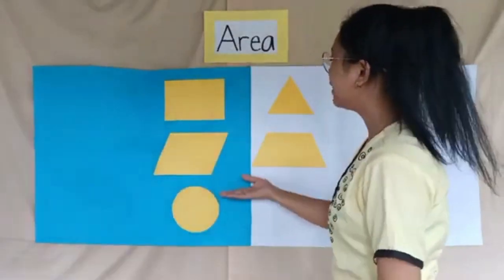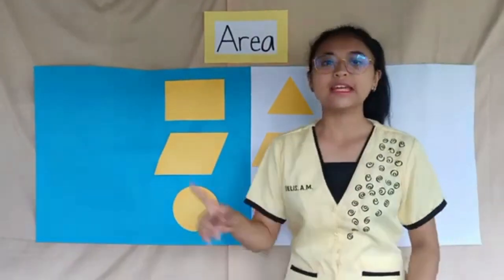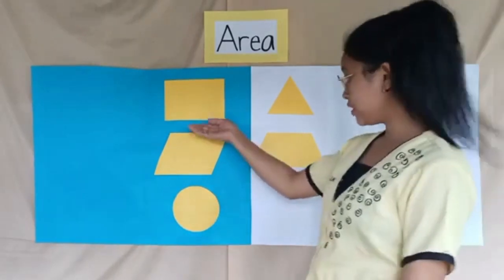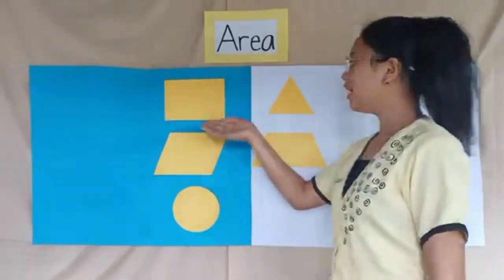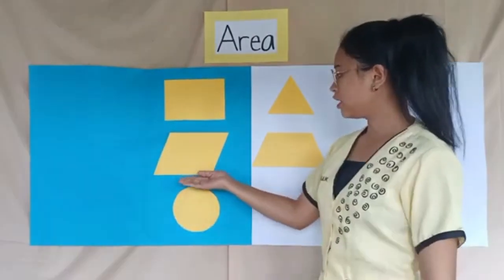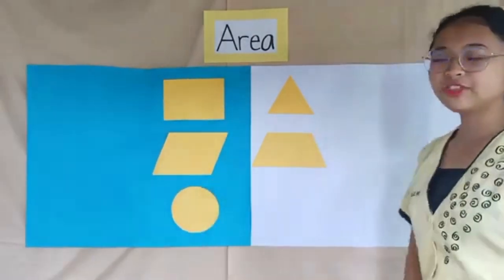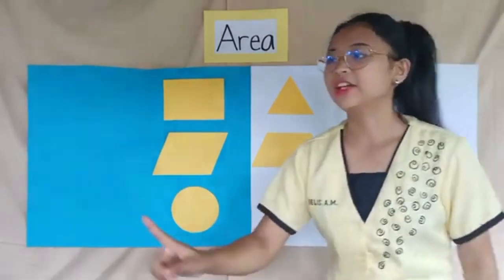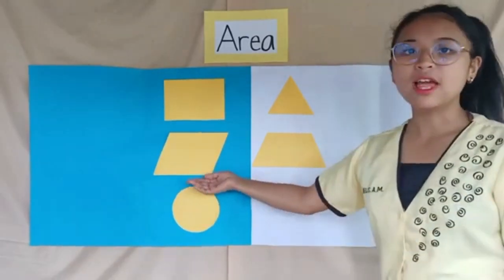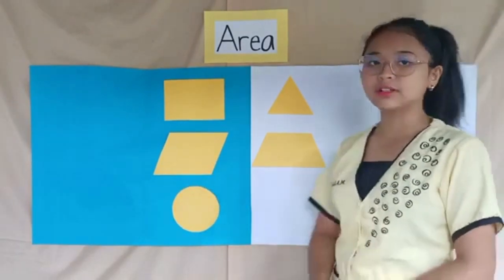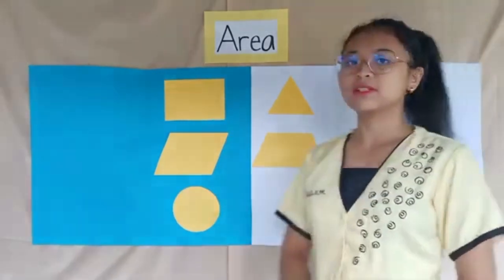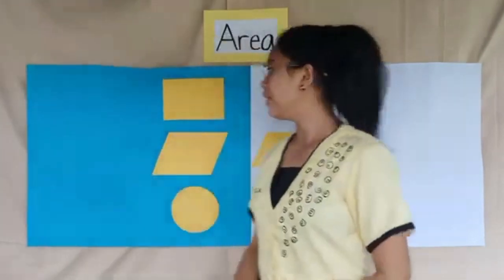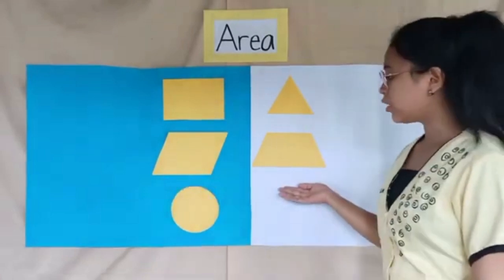Okay, so I have here different kinds of shapes, and let's identify each of them. So what do you think are the names of the first and the second shapes? Very good. This is what we call a rectangle and a triangle. Now, how about the third, fourth, and fifth shapes? Very good. The third shape is what we call a parallelogram, while the fourth shape is what we call a trapezoid. Lastly, the fifth shape is what we call a circle. So this class of shapes is what we call two-dimensional shapes. So in this lesson, we will find the areas of a rectangle, triangle, parallelogram, trapezoid, and a circle.